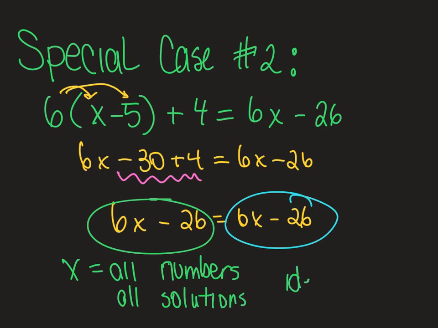Another word is identity. So you can write any of these for your answer when you notice the left side equals the right side, but it has to match exactly. Like if this 6x is positive, then this guy's got to be positive. If this 26 is negative, this 26 has got to be negative. If they match on each side, then either you write x equals all numbers, x equals all solutions, or you write the word identity.